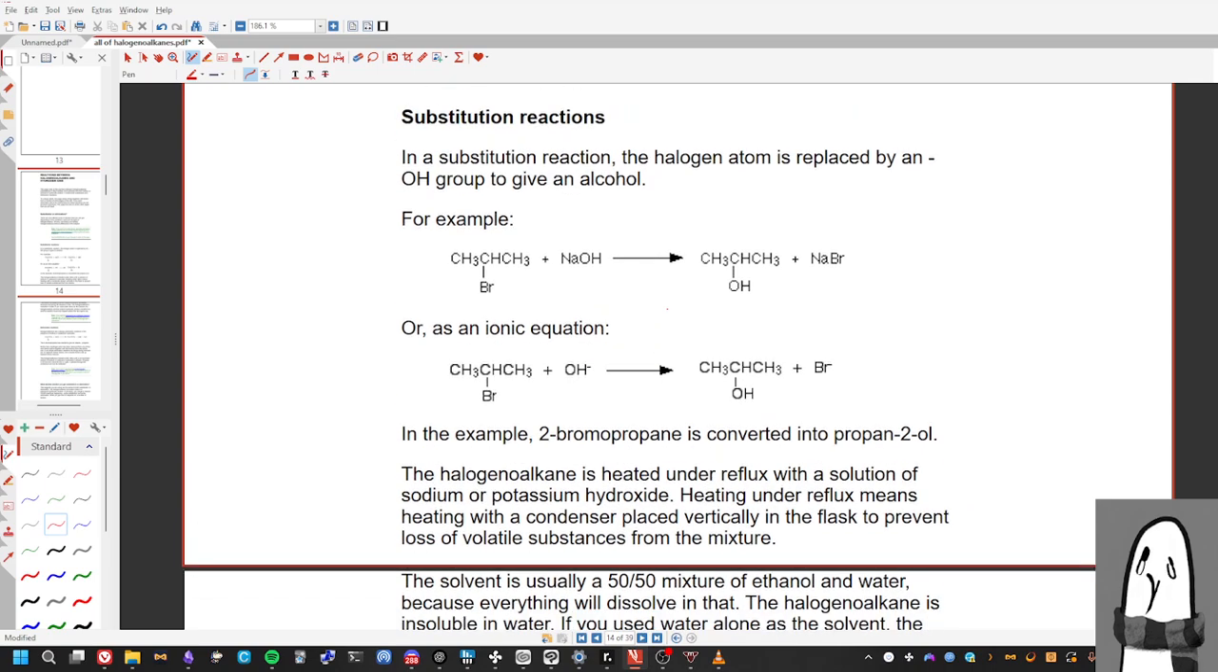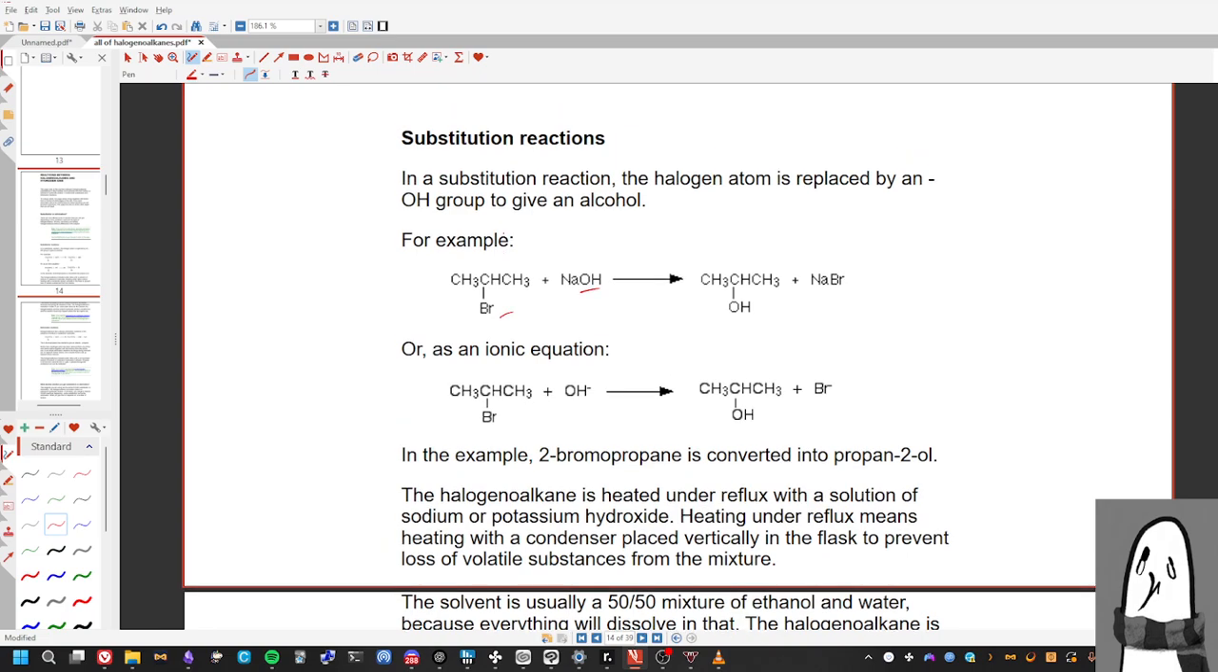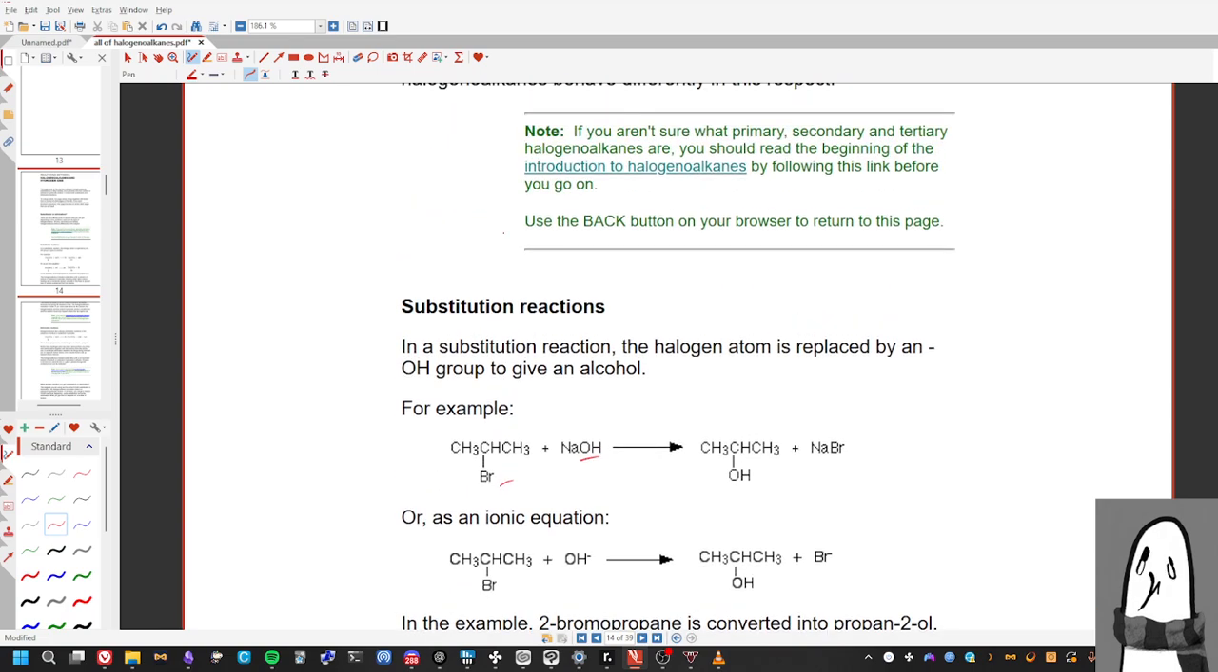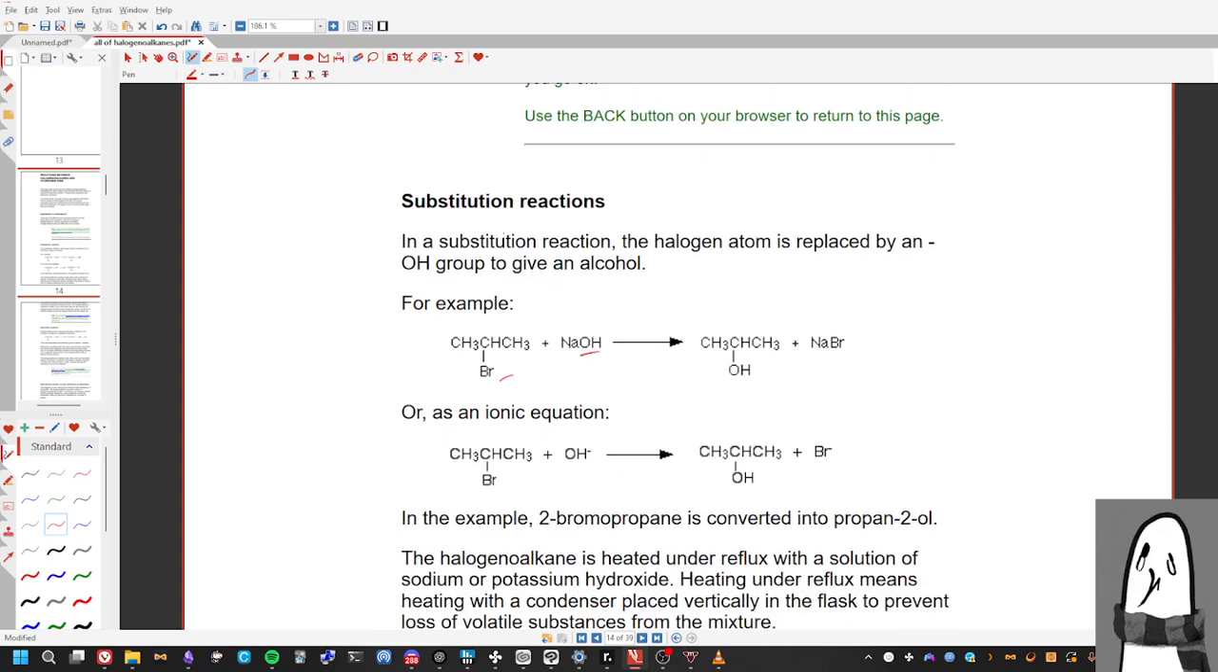For your substitution reactions, the halogen atom is replaced by an OH group to give an alcohol. Simple enough. You have your NaOH, you have your Br. The halogen atom is replaced by an OH group. Before, we were replacing an OH with a halogen; now we're replacing a bromine, a halogen, with an OH. So this is a pretty big distinction to make.